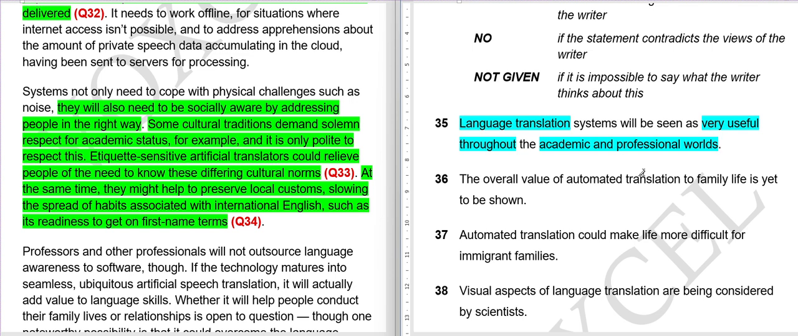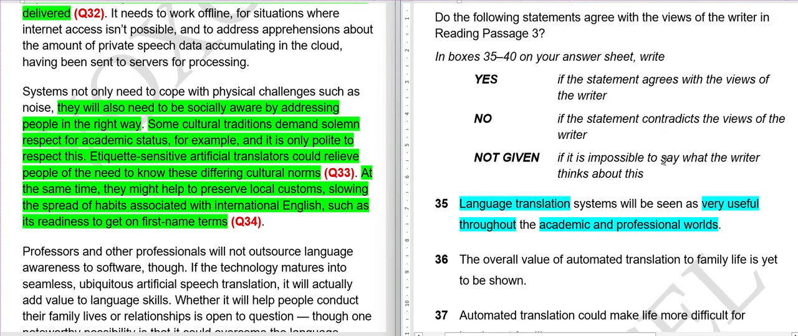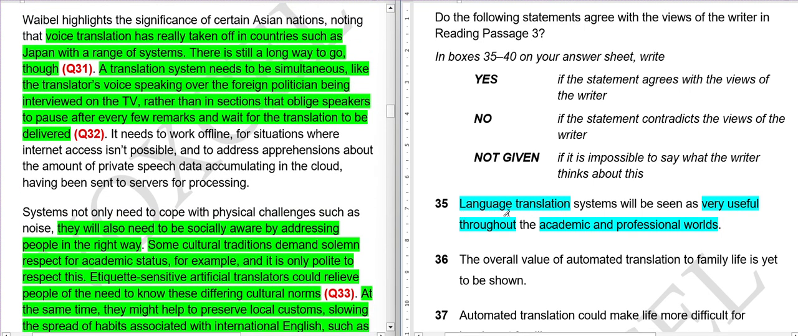If the writer is saying this, we will say it's yes. And if the writer is saying no, like it will not be seen as very useful, it will be seen as something that is a hindrance to the development of the human mind or whatever the reason may be, we will say no. And if we don't know whether it will be useful or not, we will say not given. So I believe we haven't read anything about the usefulness in academic and professional world.